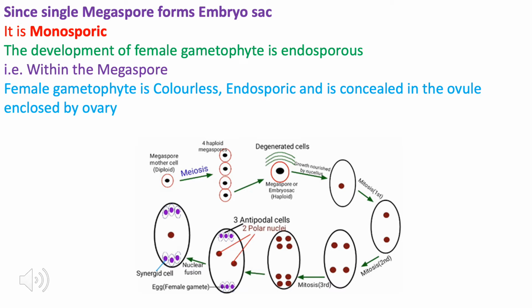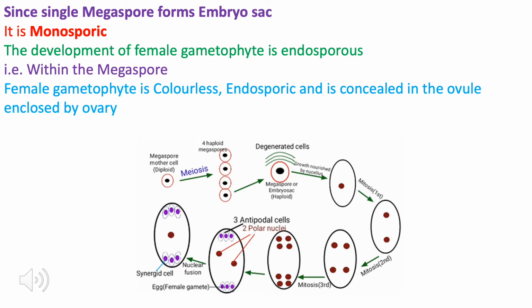So you can see in the diagram the megaspore mother cell, which is diploid. Just a revision of all the process which we have studied. The megaspore mother cell, which is diploid, undergoes meiosis. When it undergoes meiosis, it forms 4 haploid megaspore cells, out of which the upper 3 degenerate, and the last, which is near the central nucleus, forms the megaspore or embryo sac. So the entire process takes place inside the megaspore cell. The megaspore cell grows and is nourished by the nucellus.